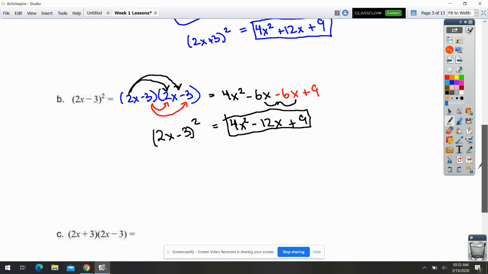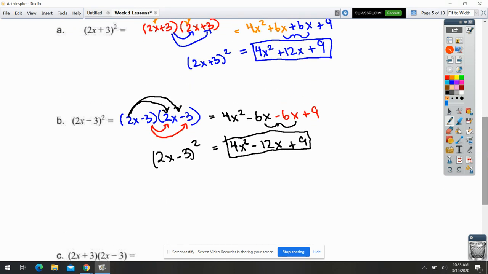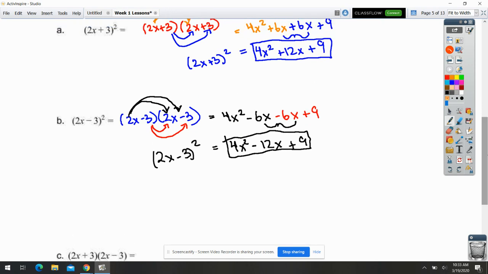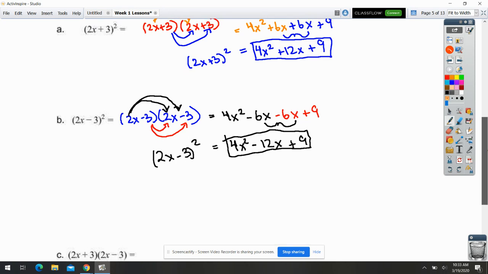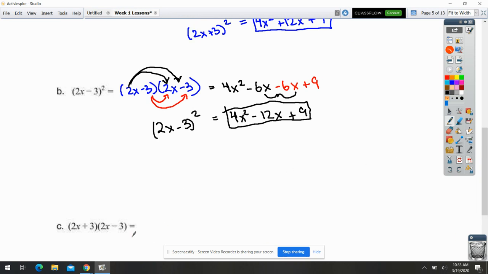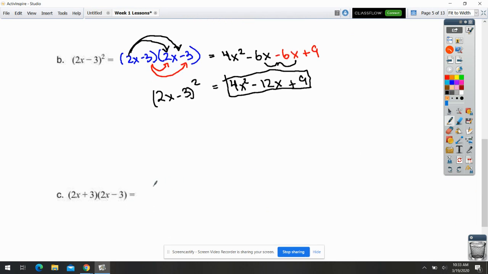Okay, and the last example we're doing together here, 2x plus 3 times 2x minus 3. So let's see how this looks in comparison to our two examples we just did. So here, we're going to distribute first the 2x to the 2x and to the negative 3. Then in blue, I'm going to distribute the 3 to the 2x and the 3 to the negative 3.